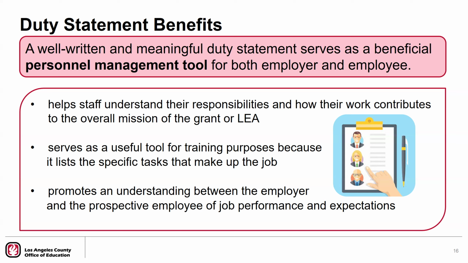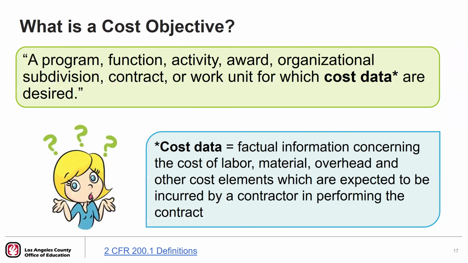Once you have a detailed duty statement for positions that will carry out the work of the federal grant, you're ready for the next decision you'll need to make when it comes to time and effort reporting. So the next step is defining and understanding what is a cost objective, as defined by the Code of Federal Regulations, Title 2, Part 200.1.